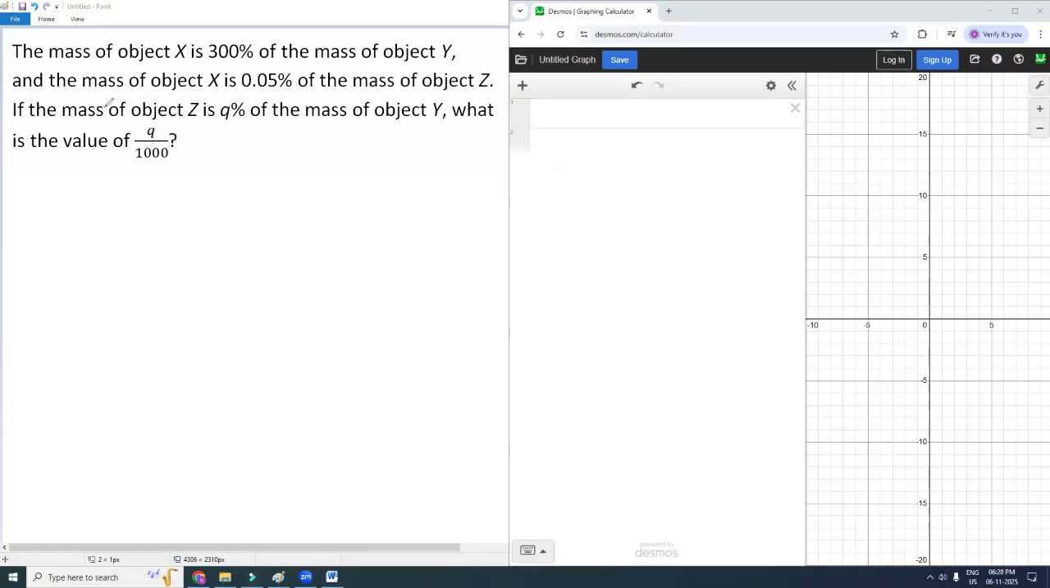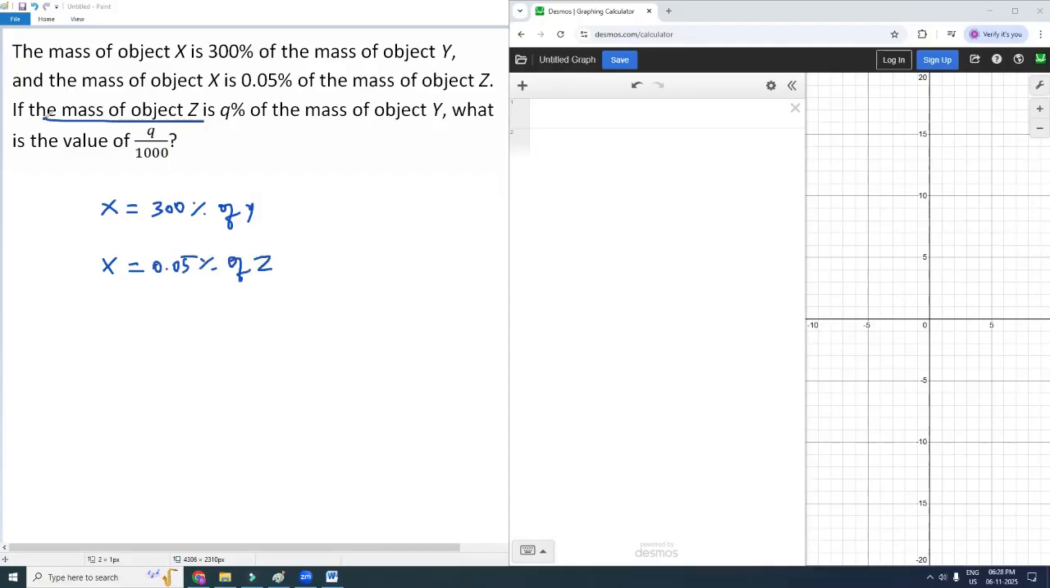Okay, now let me consider the information over here. This information can be written as an equation. Here we have X is, that means X equals 300% of Y. Let me write it over here, 300% of Y. Now we can write this information as an equation. We have X is, that means X equals 0.05% of Z. Let me write over here, of Z.